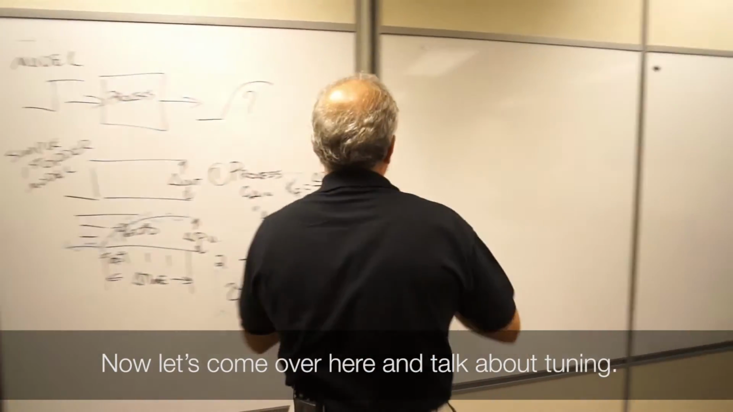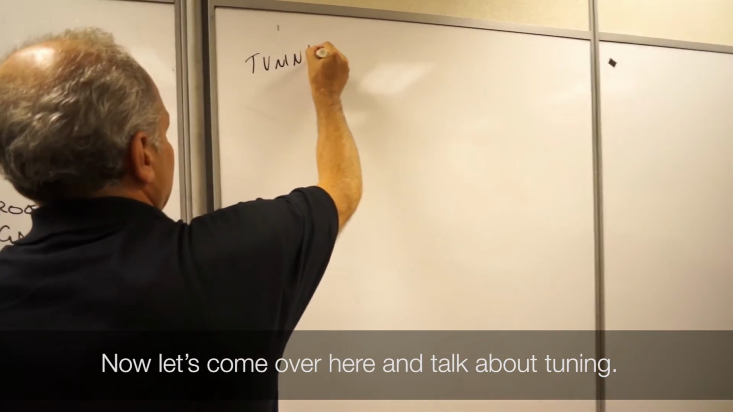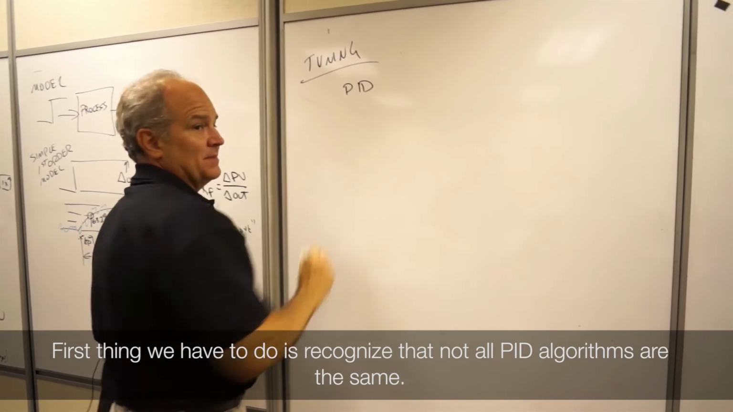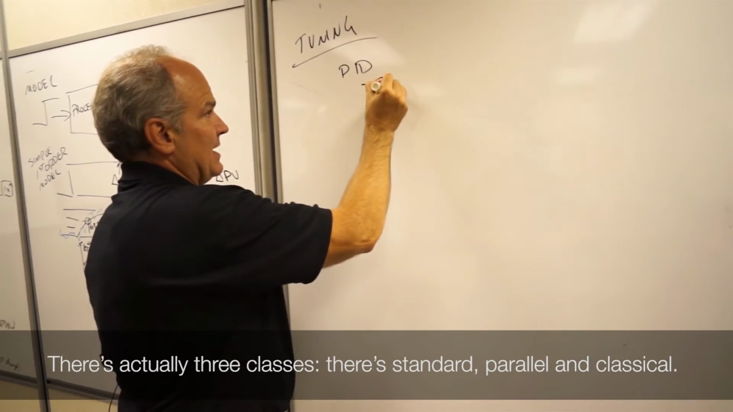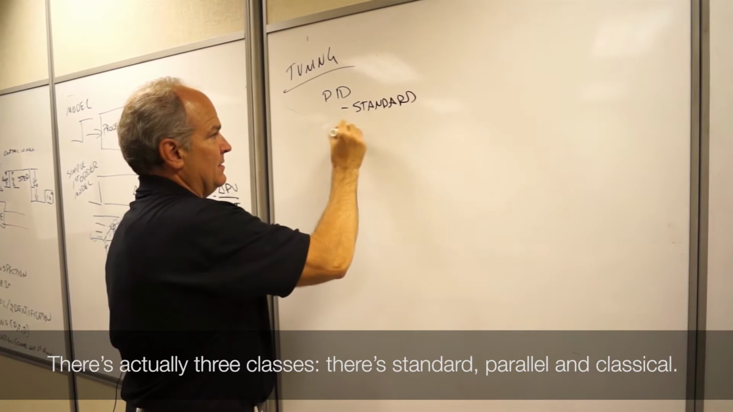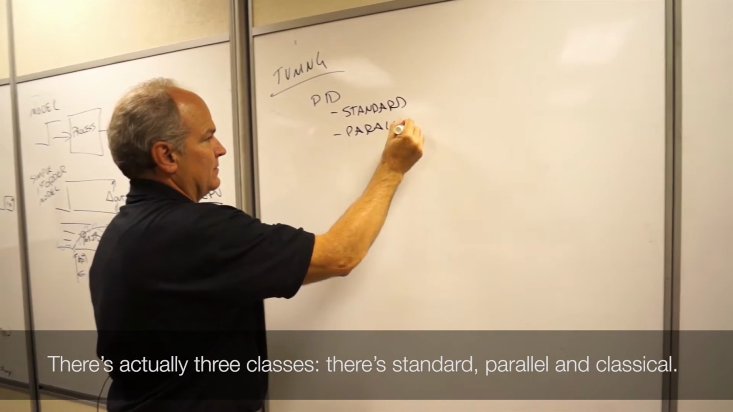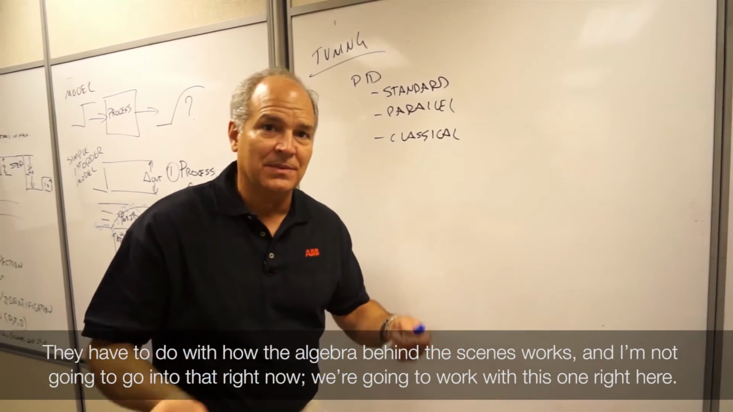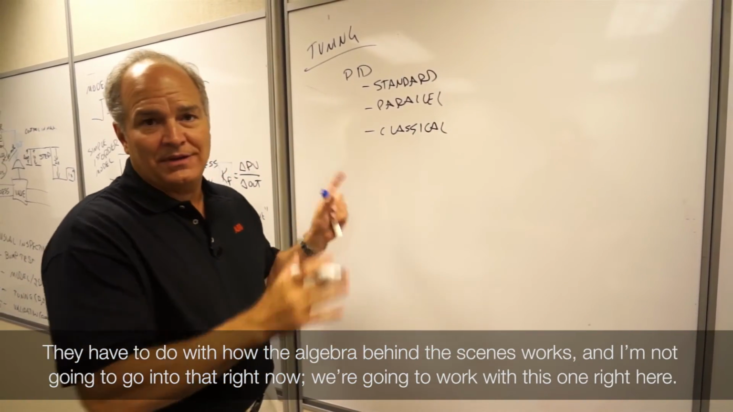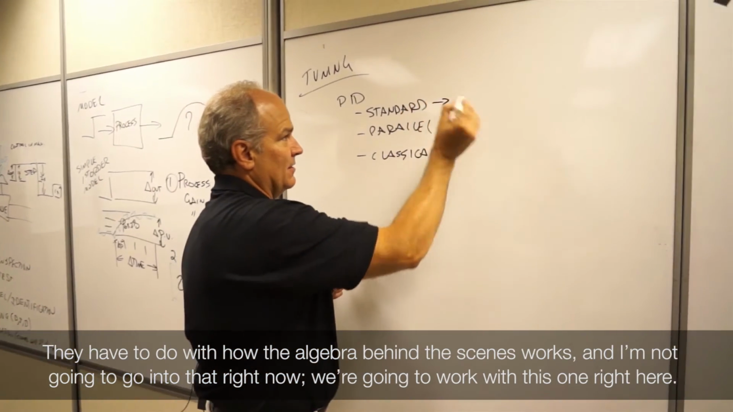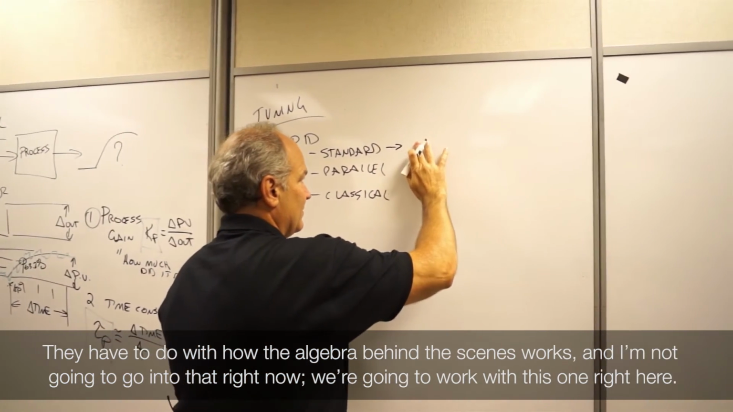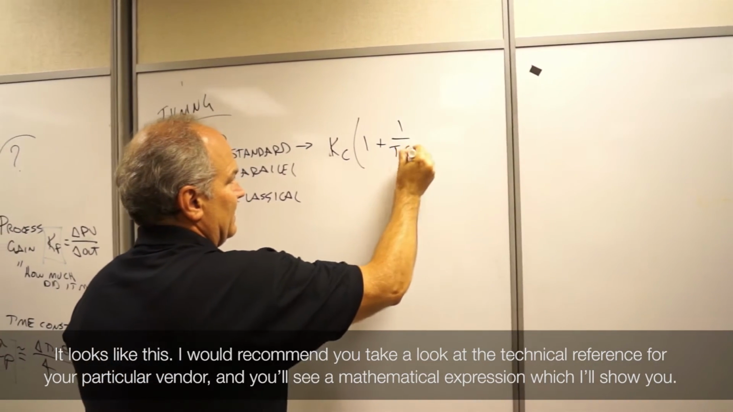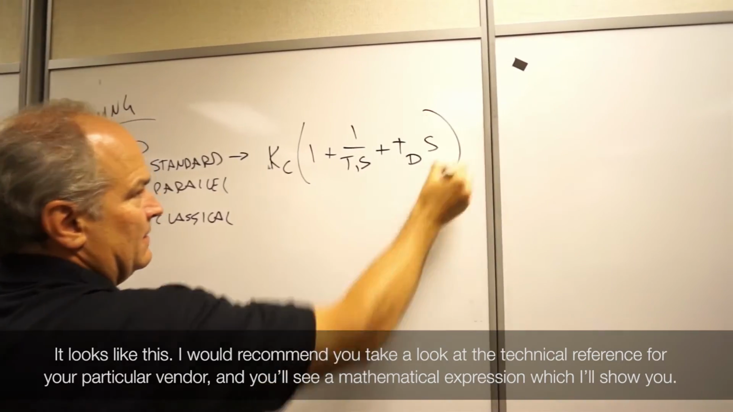So now we come over here and let's talk about tuning. First thing we have to do is recognize that not all PID algorithms are the same. There's actually three classes: standard, parallel, and classical. They have to do with how the algebra behind the scenes works, and I'm not going to go into that right now. We're going to work with this one right here, and it looks like this: 1 plus 1 over.